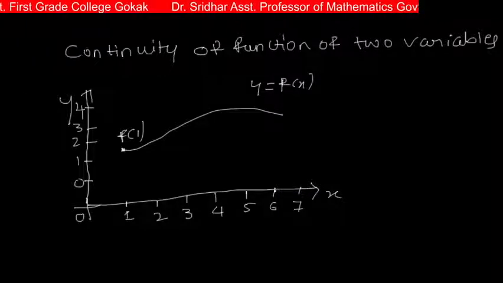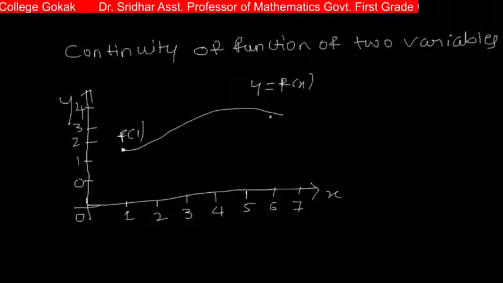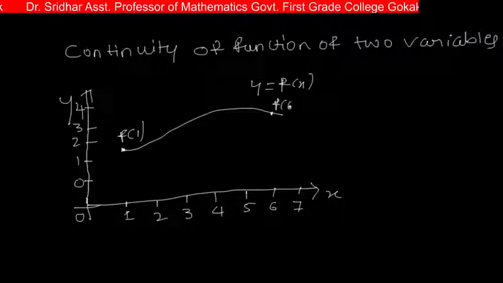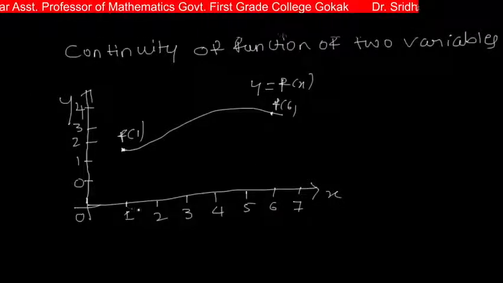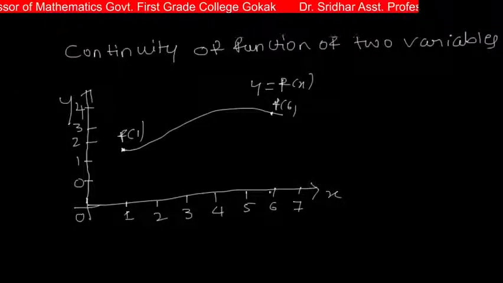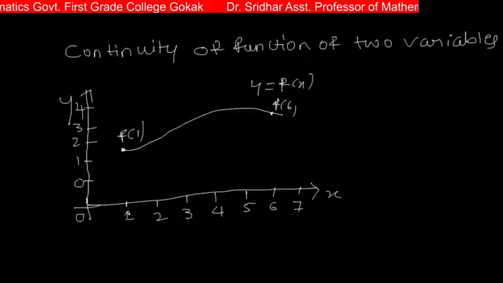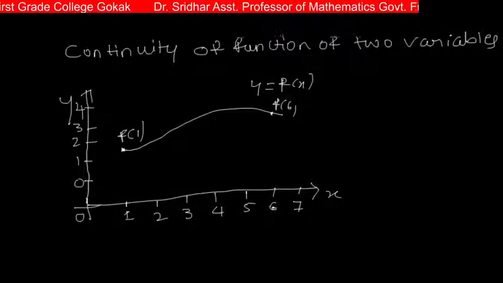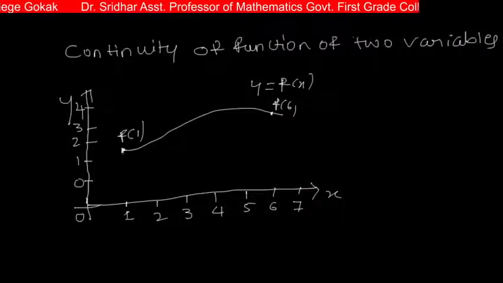Now corresponding to this x equal to 6, we draw one perpendicular line, and that line intersects here, so this point is f of 6. Now see here, as we move from x equal to 1 to 6, or in other words, as we change the values of x from 1 to 6, if you put x equal to 1, then we have a point here.